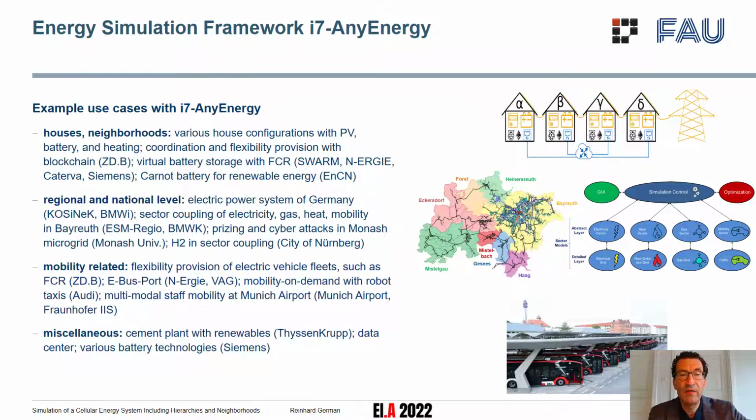And already many use cases have been done with i7 AnyEnergy. For instance, on the level of houses and neighborhoods, the most recent model is a Carnot battery for renewable energy. Also on the regional and national level, the most recent model is sector coupling of electricity, gas, heat and mobility in Bayreuth, as you can see here, and also mobility related. So for instance, we have provided a model for the charging of electric buses in the city of Nuremberg.